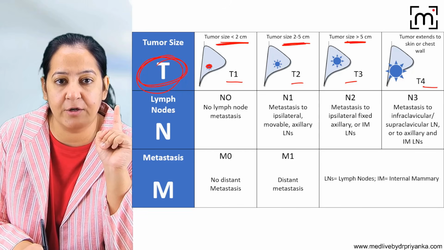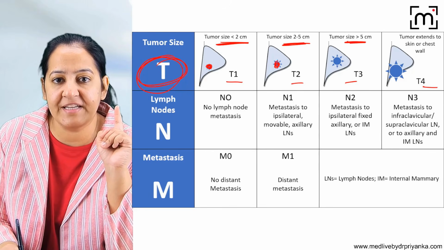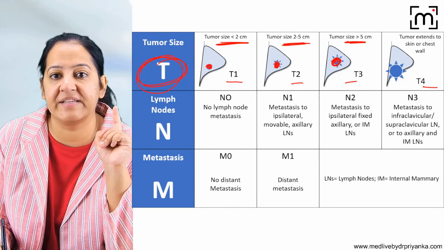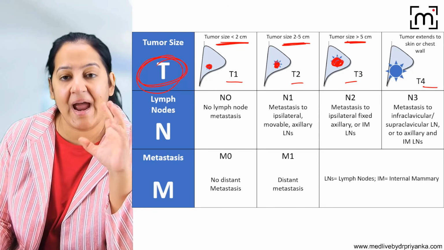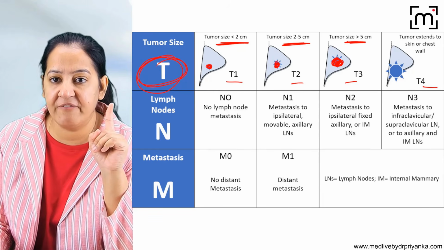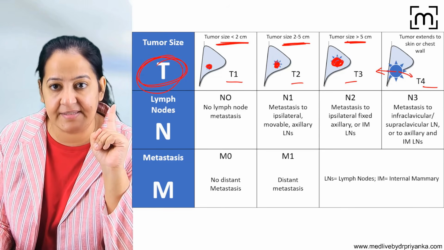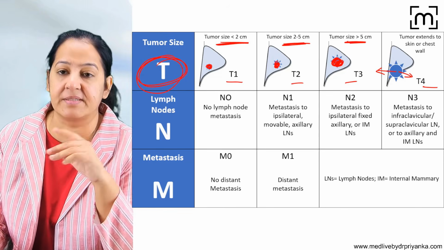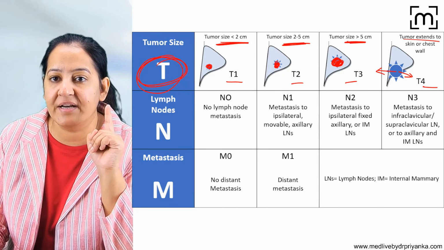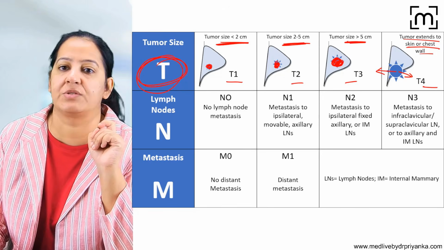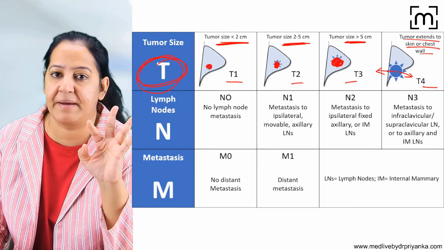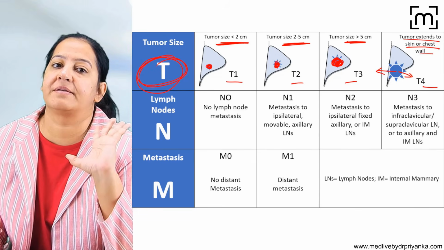You see here it's less than 2 centimeter. Here 2 to 5 centimeter. Here more than 5 centimeter. So that's T3. And whatever the size of the tumor, if it is infiltrating the pectoralis muscle, ribs, or the skin, either downwards or upwards, it is T4. If it is extending to the skin or the chest wall, it is T4. Whatever the size, it doesn't matter. So decide the T for that person.